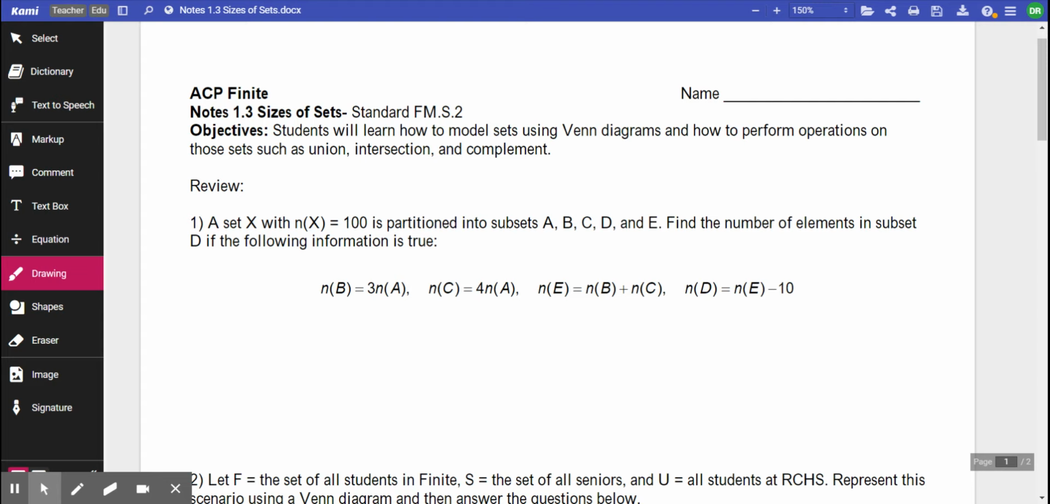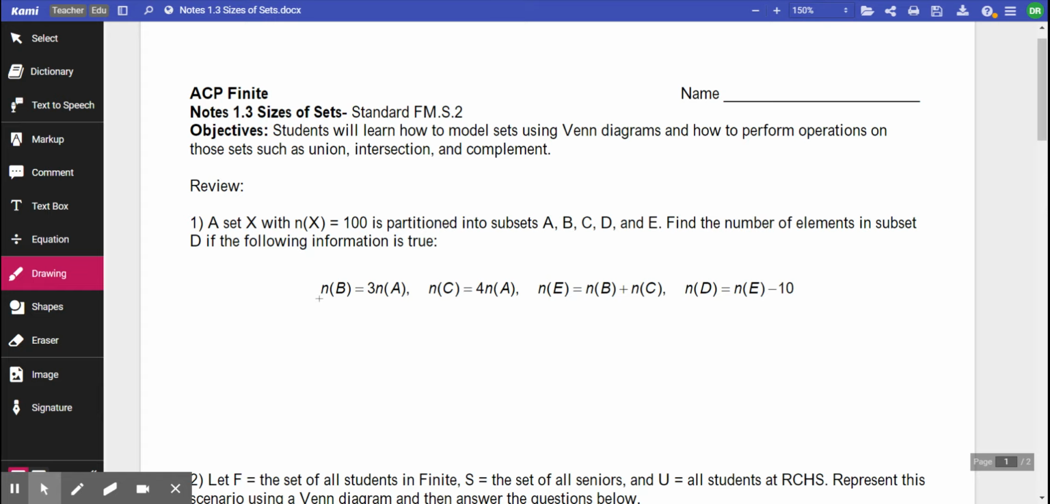All right, so this problem says a set X, with the number of elements in X equal to 100, is partitioned into subsets A, B, C, D, and E. Find the number of elements in subset D if the following information is true. The number of elements in B is equal to 3 times the number of elements in A.